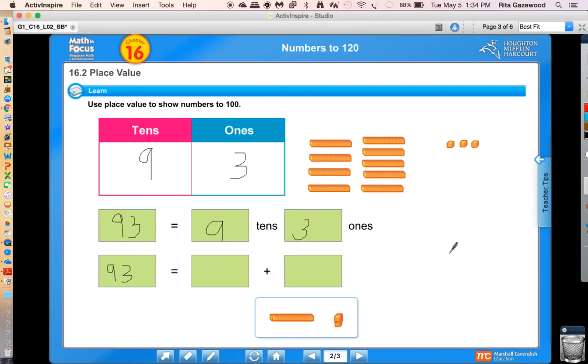I'm going to give you a second to think about that. All right, I'm going to put it in. 93 equals 90 plus 3. So let's count them. 10, 20, 30, 40, 50, 60, 70, 80, 90 plus 1, 2, 3. I hope this is making sense to you. It's just taking what we already know about smaller numbers and we're going to just get really good at using them with the bigger numbers.